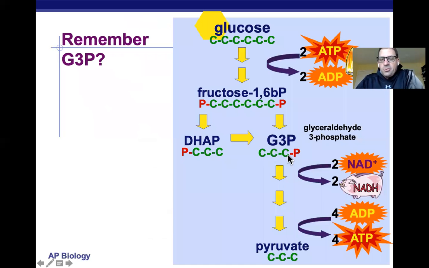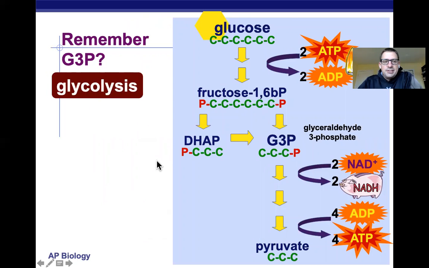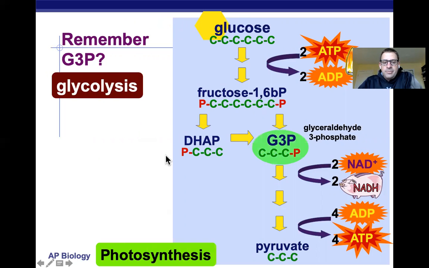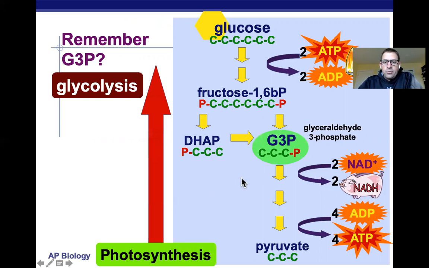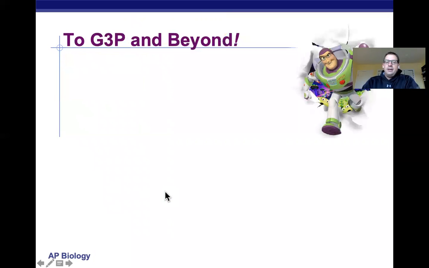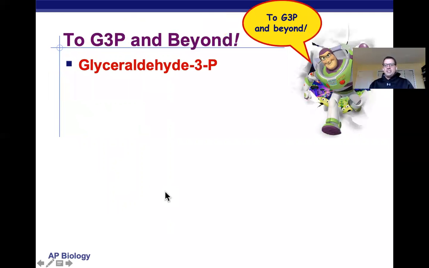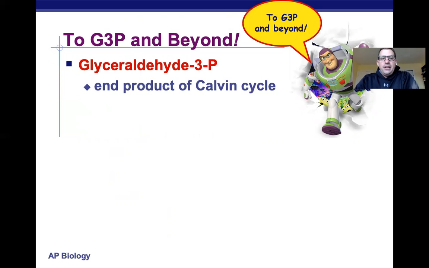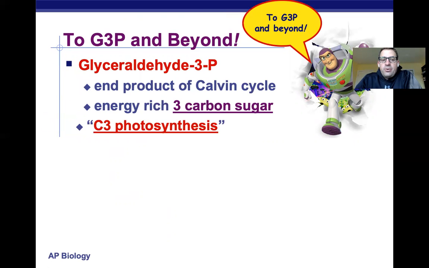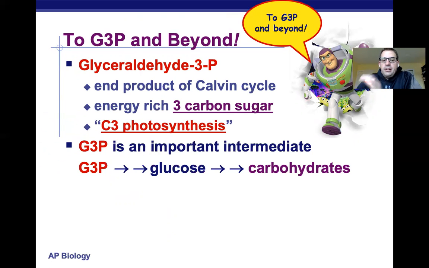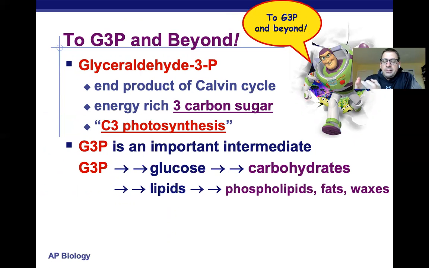So just a quick note, remember G3P here from glycolysis, right? Well, what plants can do in photosynthesis, if they generate enough G3P, is they essentially are going to run glycolysis backwards, and they're going to convert G3P into glucose, okay? So glyceraldehyde 3-phosphate is actually the product of the Calvin cycle, not glucose, not sucrose, not starch, G3P, the 3-carbon compound, which plants can then use to generate glucose, and then their other carbohydrates, to generate their lipids.